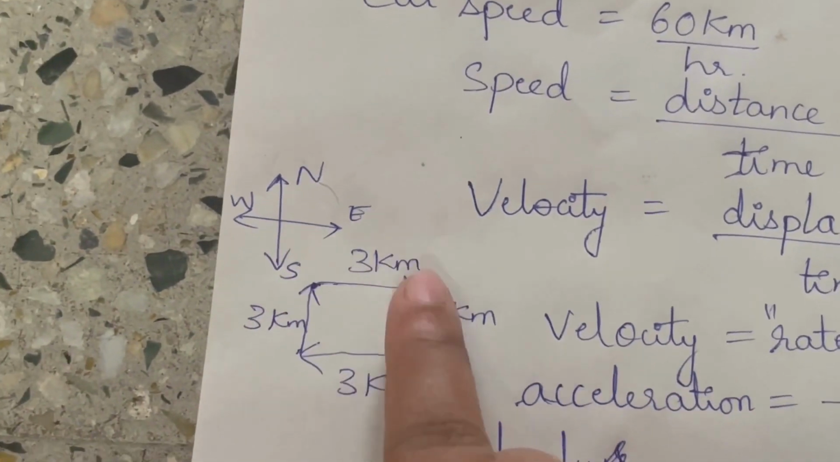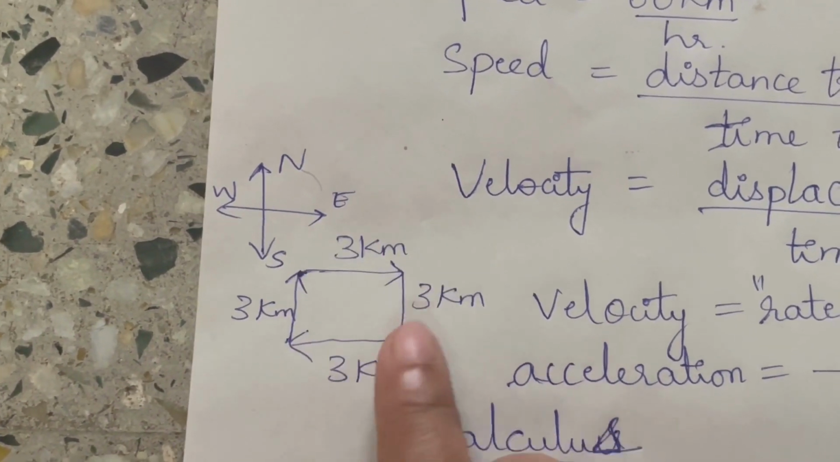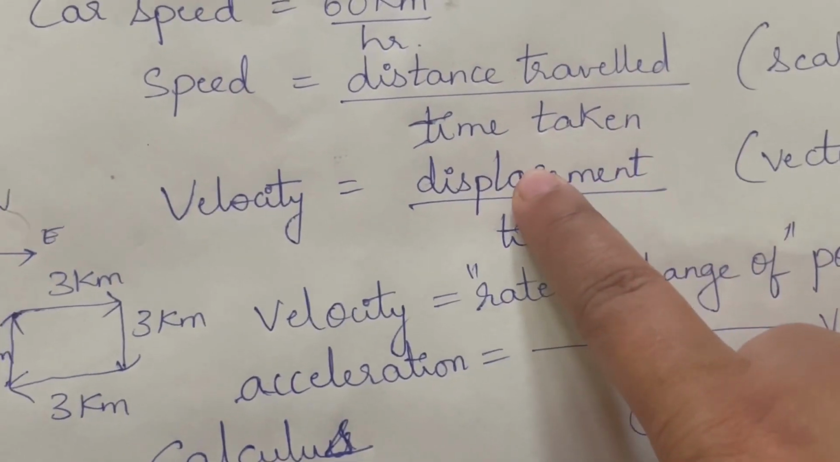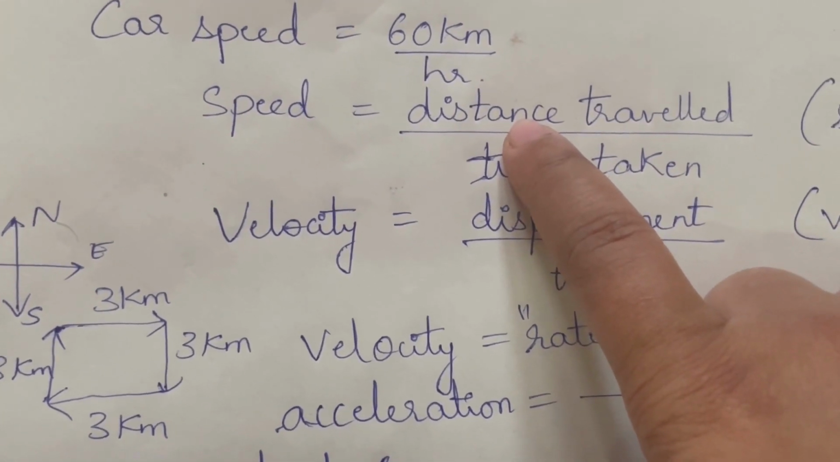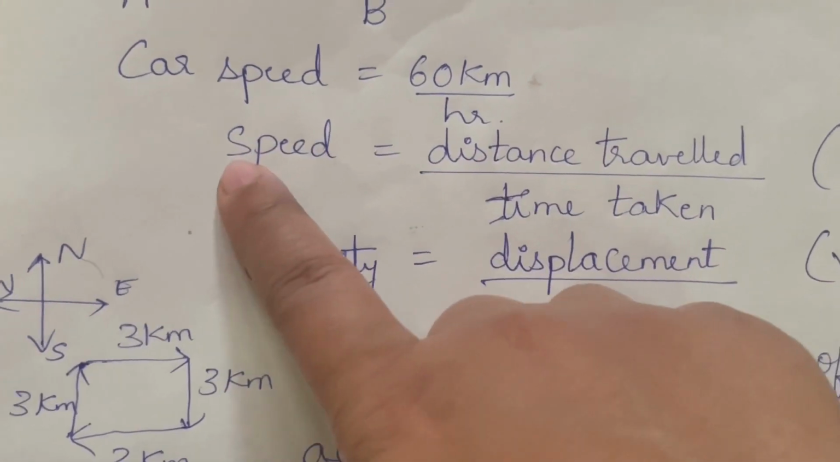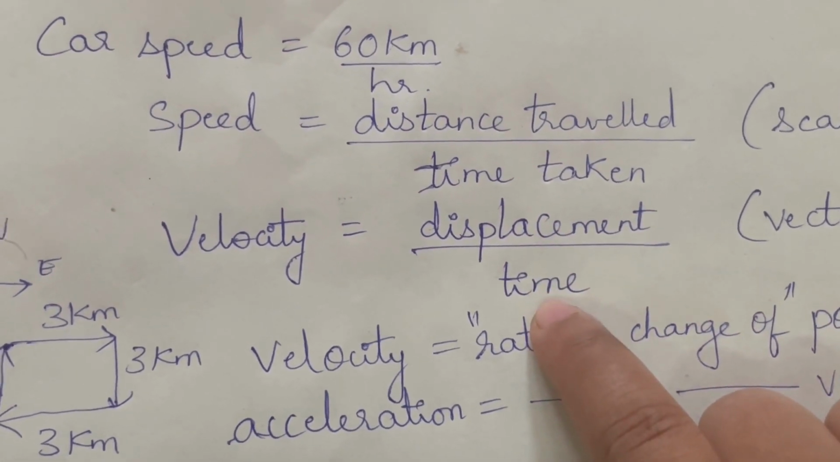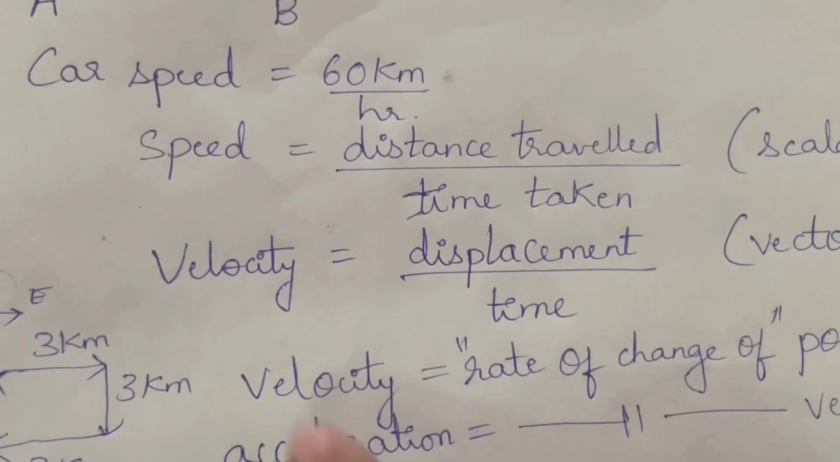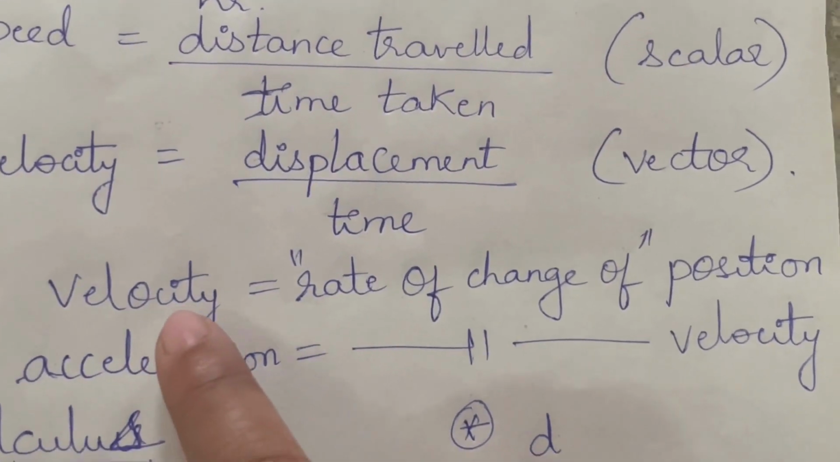Now this can be a square, a rectangle, a circle. The path does not matter in displacement. So when we calculate distance travelled and divide by how much time they took, we get speed. When we know the displacement and divide by the time taken, we know the velocity. Now coming to what is velocity.